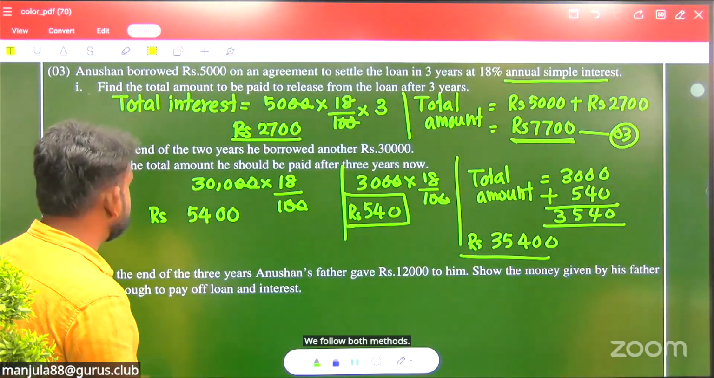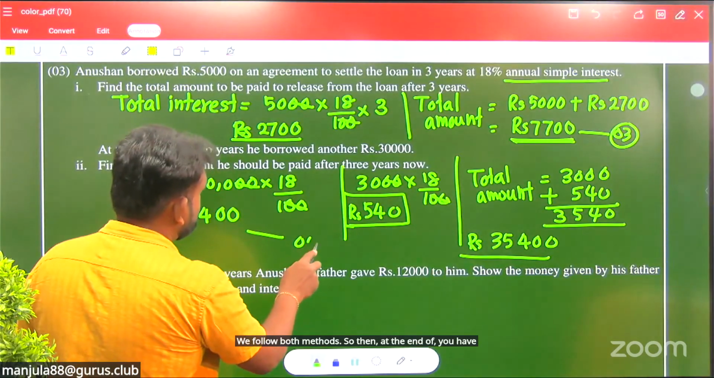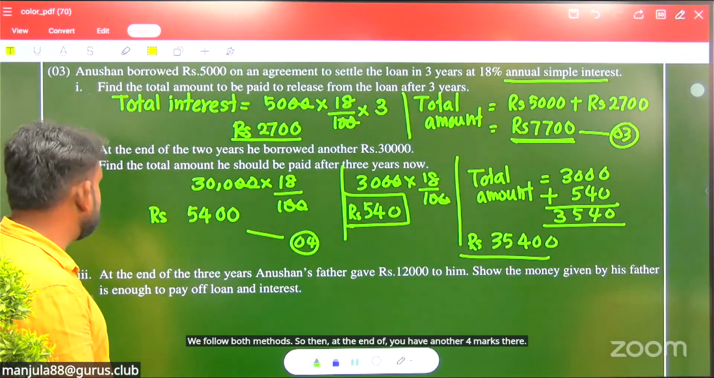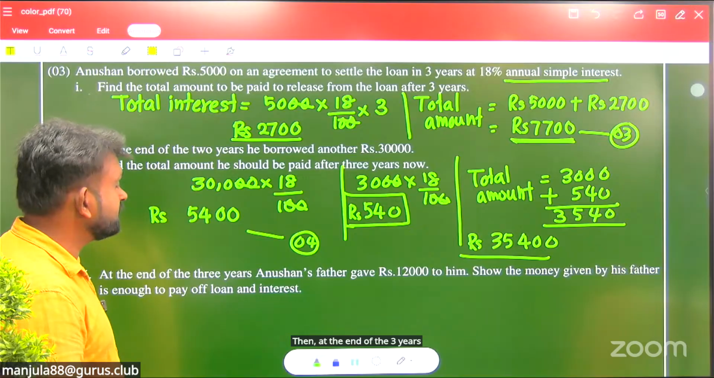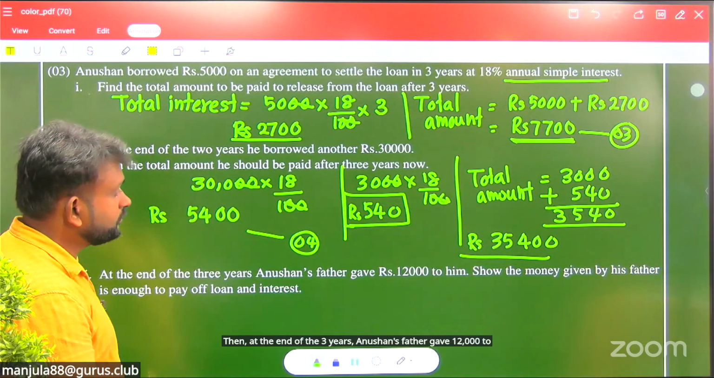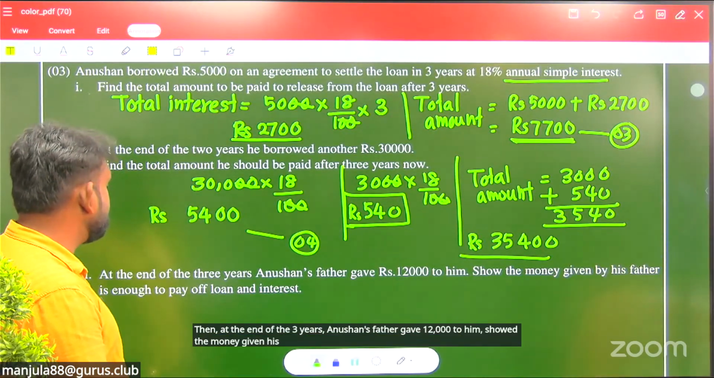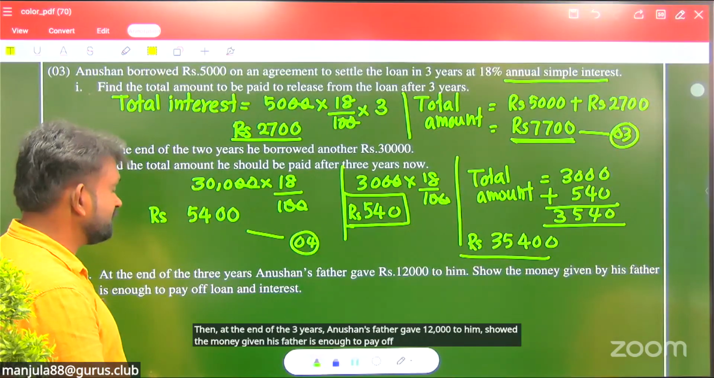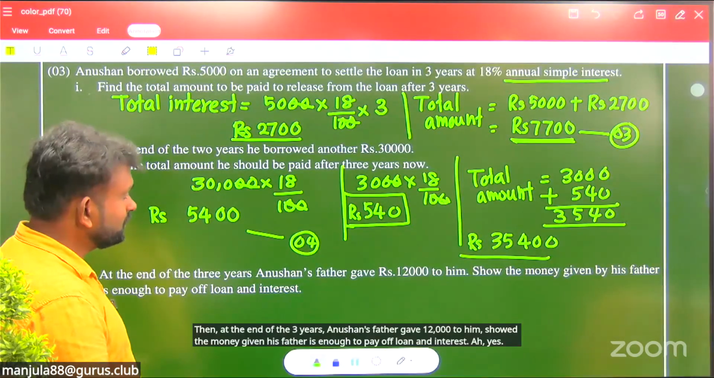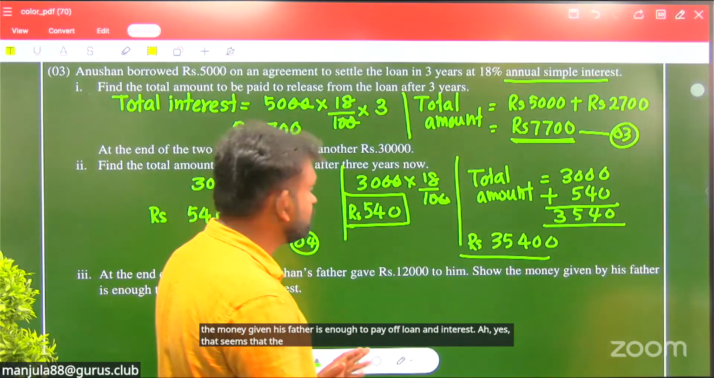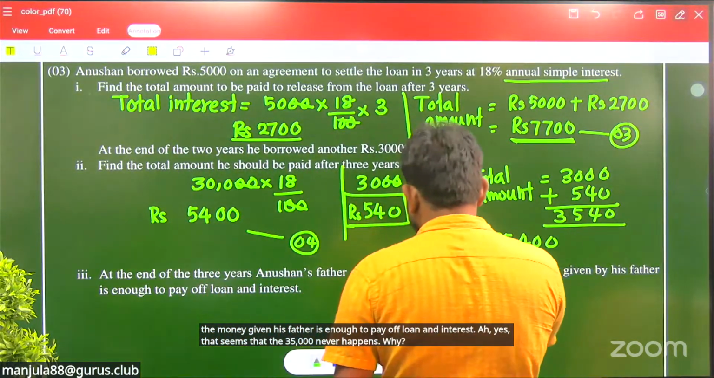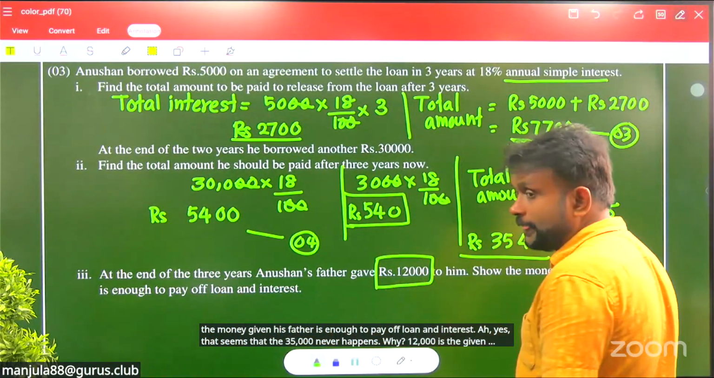So at the end you have another 4 marks there. Then at the end of the 3 years, Anushan's father gave 12,000 to him. Is the money given by his father enough to pay off the loan and interest? Yes, it seems that the 35,000 never happens. Why? 12,000 is the given value. Okay.